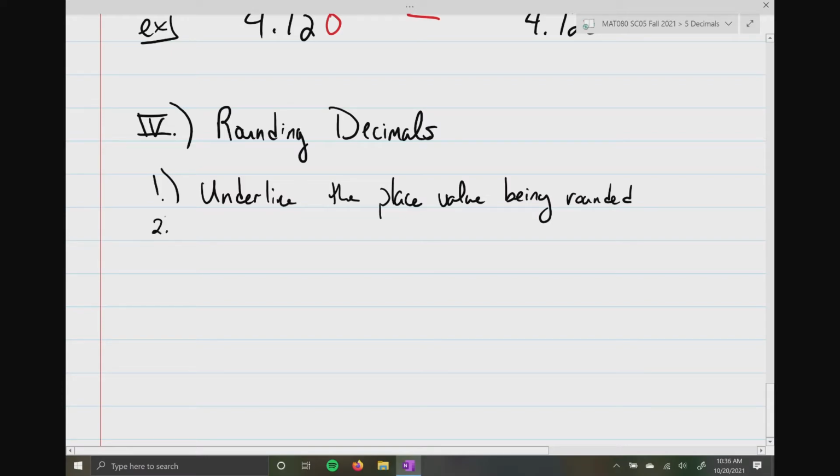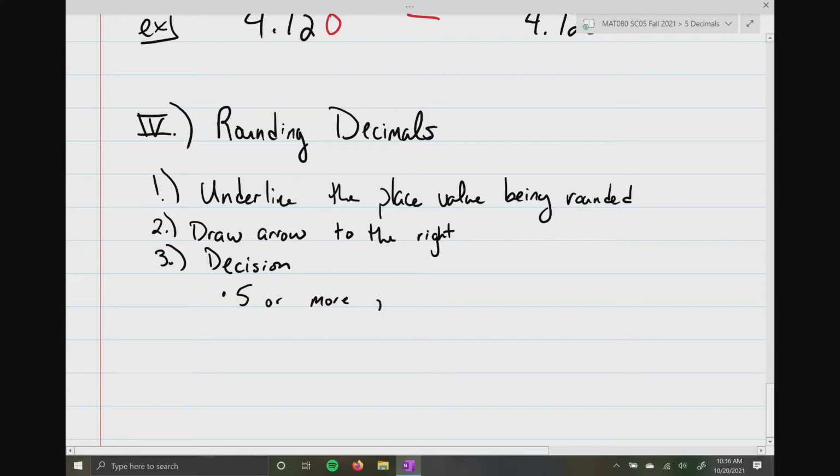Step 2, draw the arrow. So draw arrow to the right. And then step 3, make your decision. Remember, 5 or more, round up. 4 or less, stays the same.